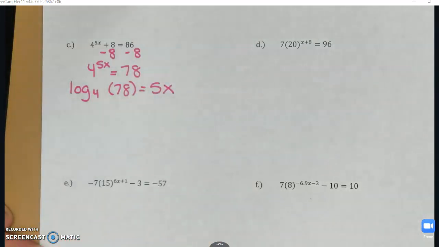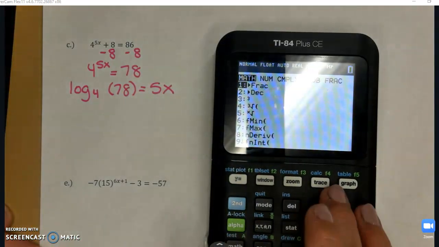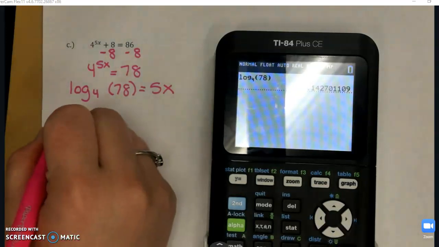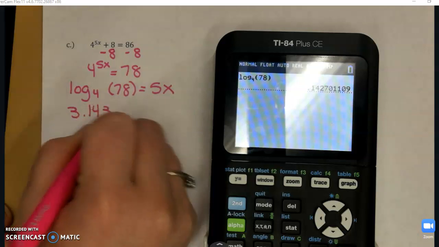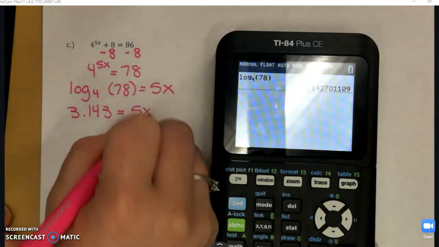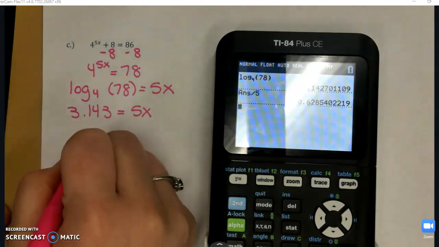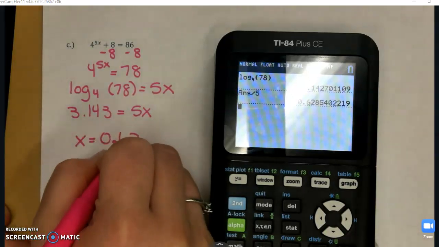I can find log base 4 of 78 in my calculator. And that's going to be 3.143, and that's equal to 5x. So in order to find x, I need to divide that value by 5. And x is 0.629.